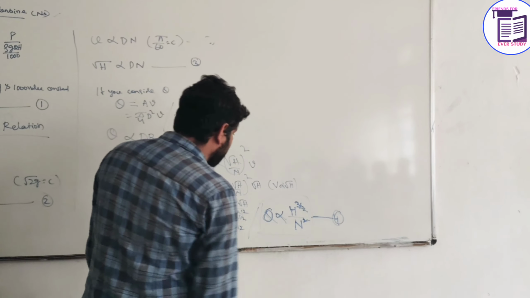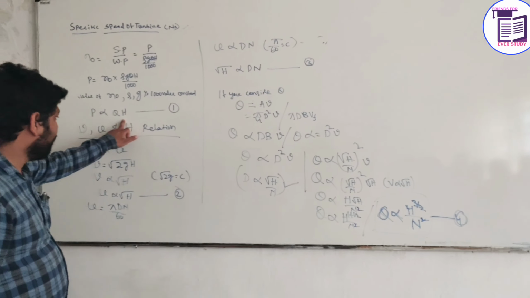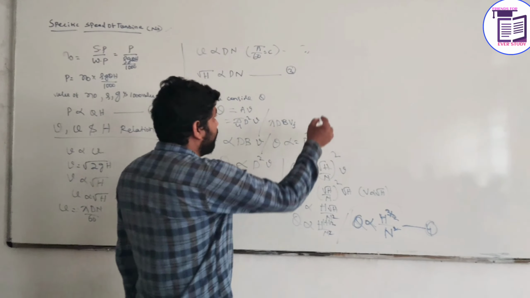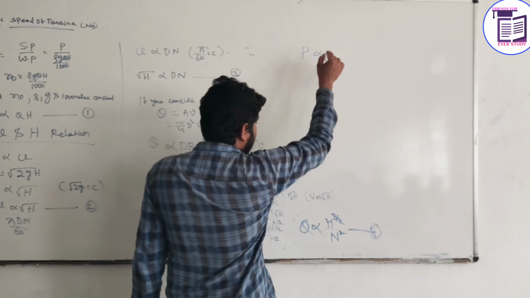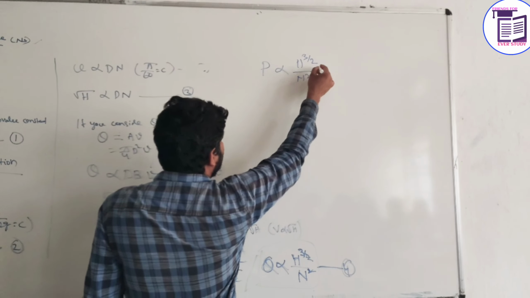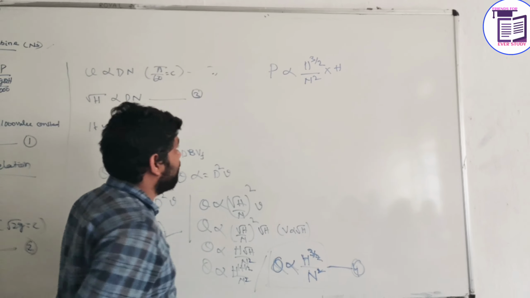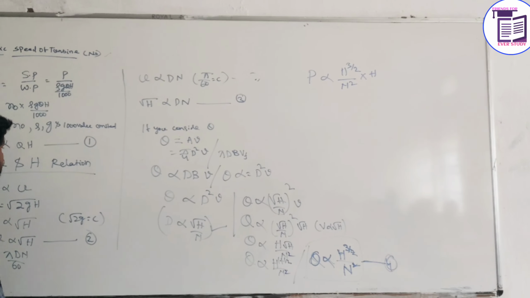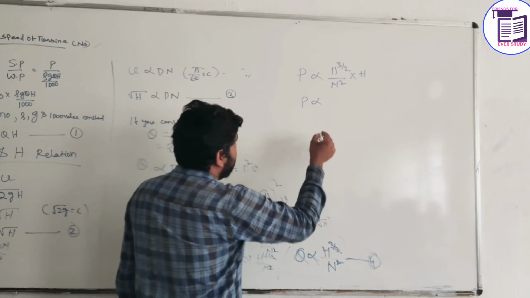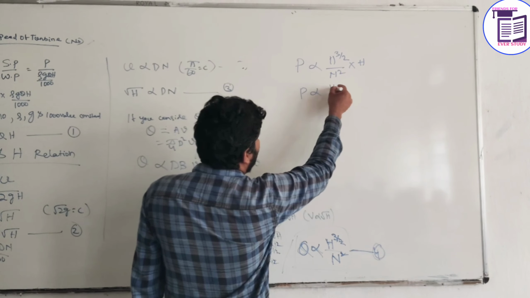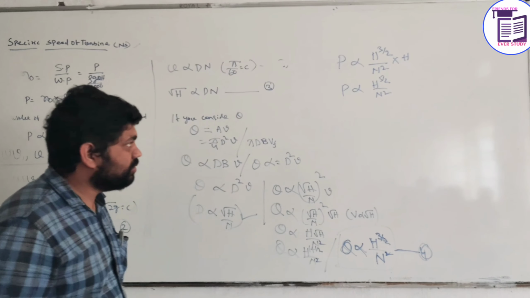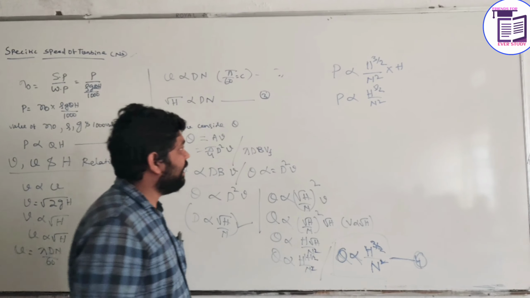Now putting equation number 4 in equation number 1. What is your equation with relation to power? P directly proportional to Q into h. Now put the value: P directly proportional to h to the power 3 by 2 by n square into h. You can write this expression as P directly proportional to h to the power 5 by 2 by n square.